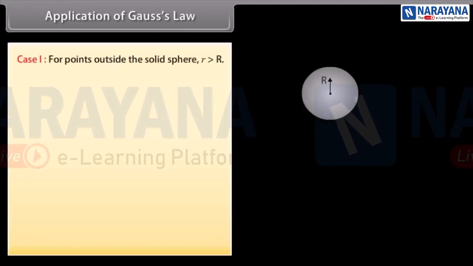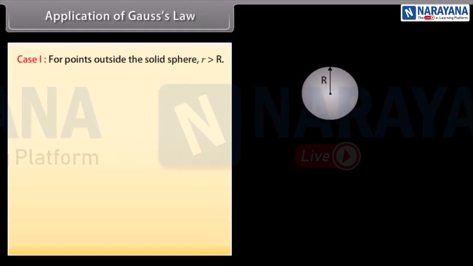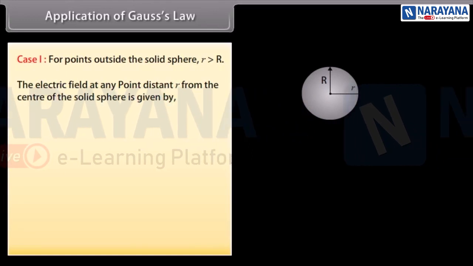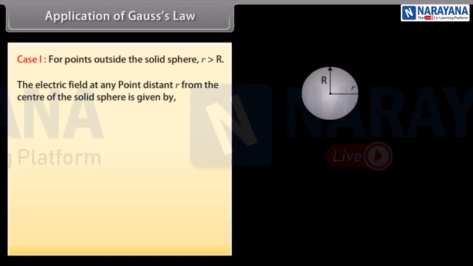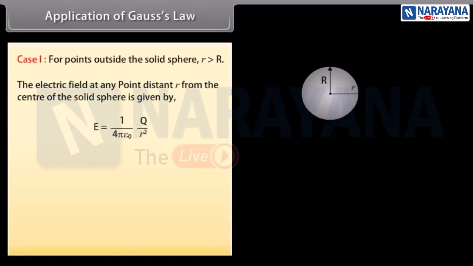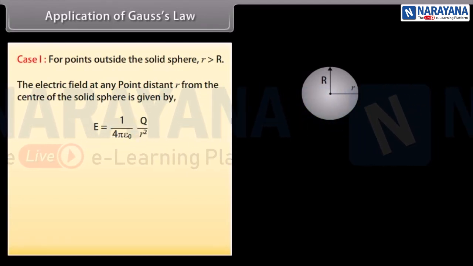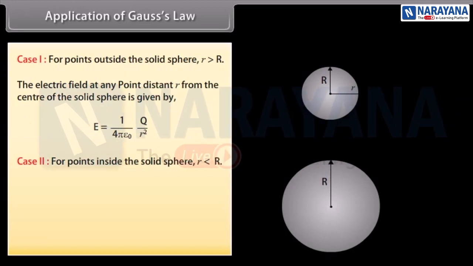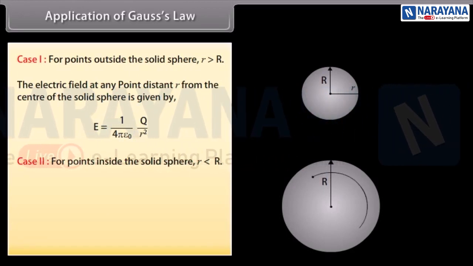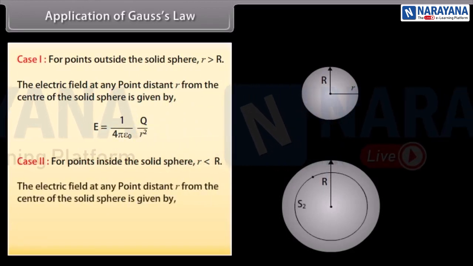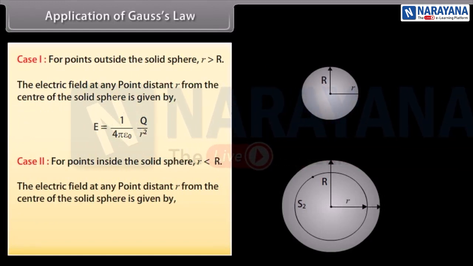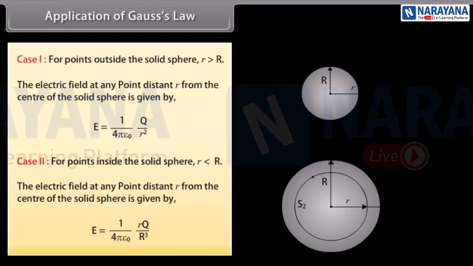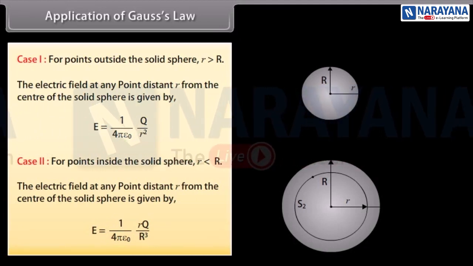Case 1. For points outside the solid sphere, r is greater than R. The electric field at any point distant r from the center of the solid sphere is equal to 1 upon 4 pi epsilon naught multiplied by Q upon r square. Case 2. For points inside the solid sphere, r is smaller than R. The electric field at any point distant r from the center is equal to 1 upon 4 pi epsilon naught multiplied by rQ upon R cube.